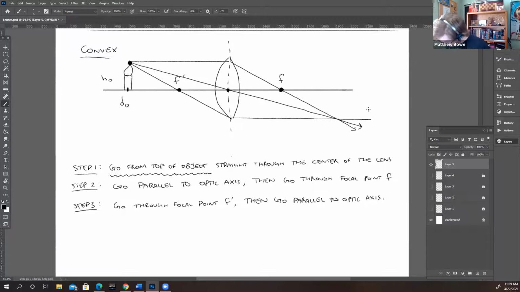And we can see they all converge at one point right here. So let me make a dot right where that is. So right there. So what does that mean? That means that this object is projecting an image on the other side of the lens that is upside down. So it's going to look like this.